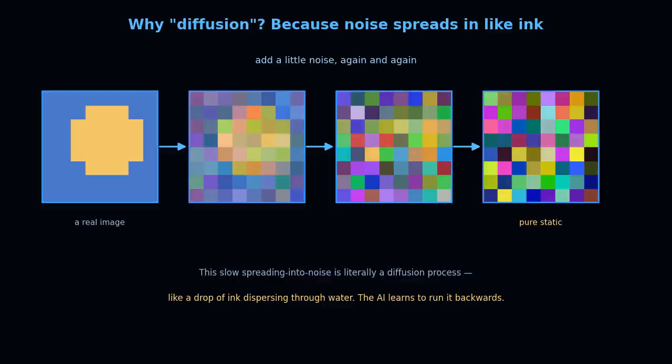Start with a single real image. Now add a little noise, again and again, until nothing is left but static. That slow slide from picture to noise is literally a diffusion process, like a drop of ink spreading through water. It's entropy in action. Order dissolving into disorder, the way ink or heat always spreads out and never gathers back on its own. So diffusion is the picture dissolving into noise, not the picture coming out? Right. And the whole trick is teaching an AI to run that diffusion backwards, to unmix the ink.